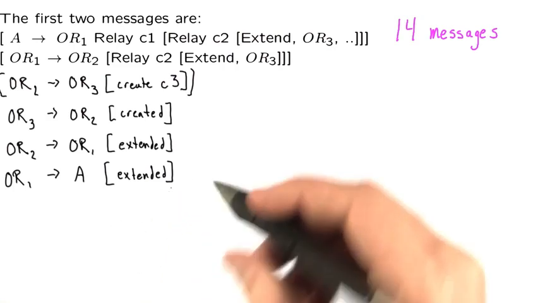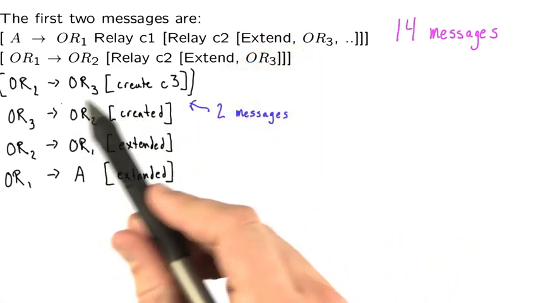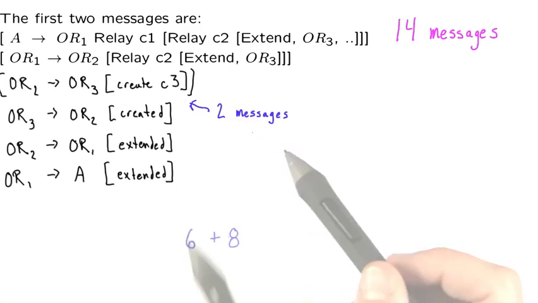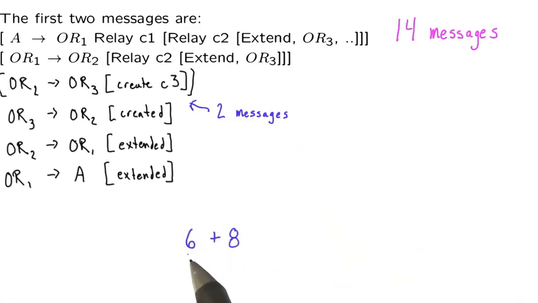To then extend onto Onion Router 4, there'll be two new messages in between Onion Router 3 and Onion Router 4. So it takes 6 messages to extend to Onion Router 3, and then 8 more messages to extend to Onion Router 4 to get 14.